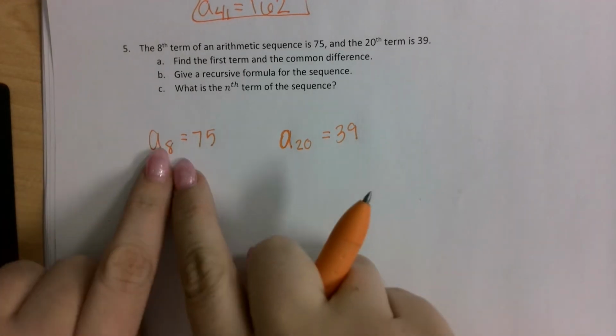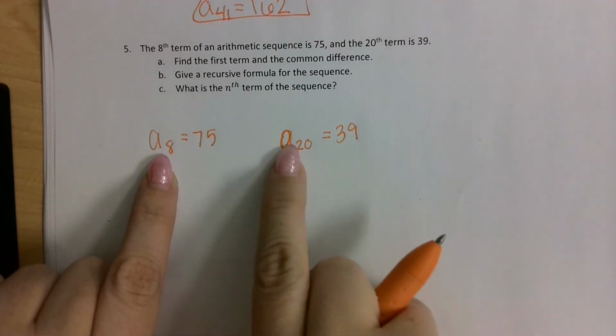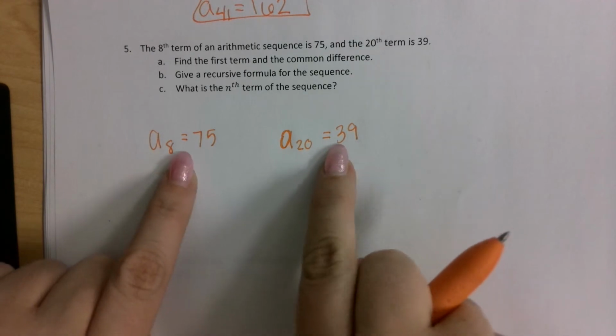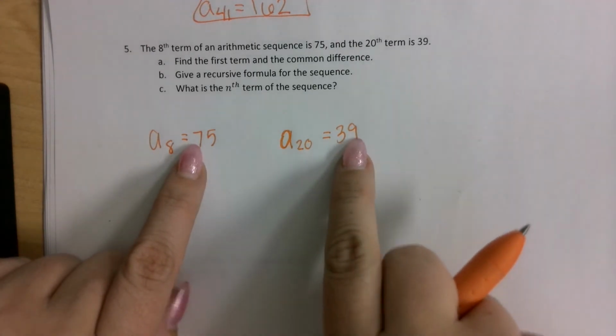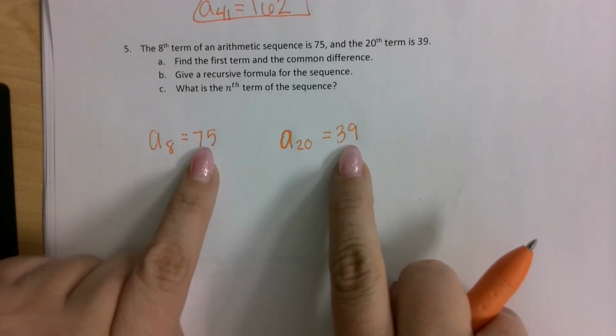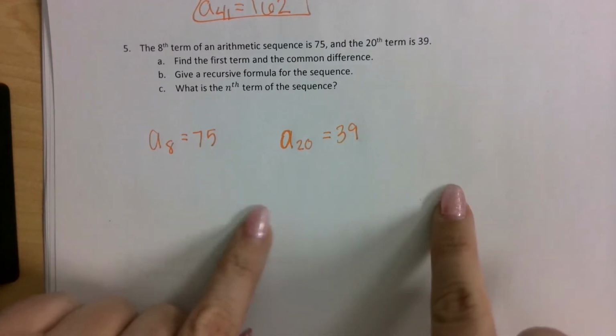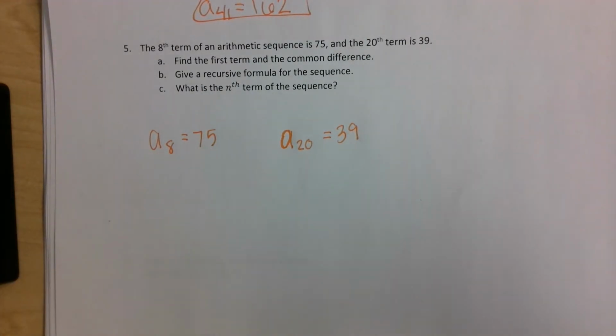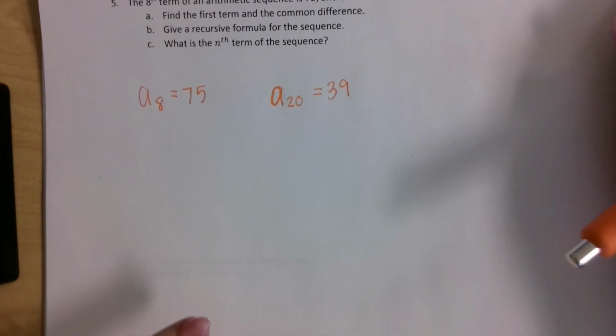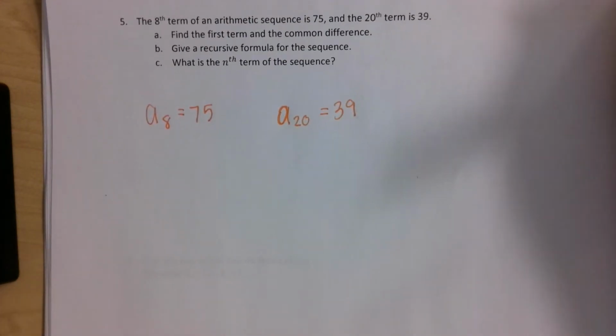Okay, well, if at the 8th term I'm at 75 and by the 20th term I'm at 39, our common difference is going to be negative. We're going to be subtracting because I'm going from 75 to 39, so that means I'm subtracting each time. But what am I subtracting by? That's the question. So what we're going to do is we're going to use our nth term formula here to kind of figure that out.